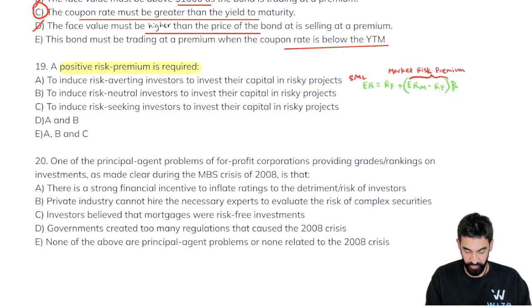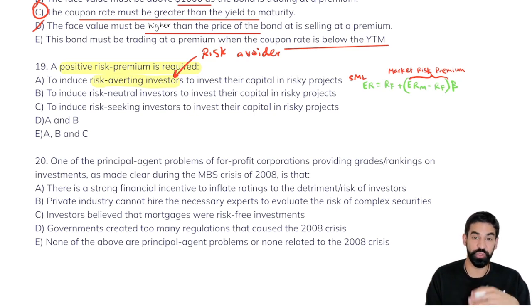Remember, the risk premium was basically the expected return minus the risk-free, how much extra the stock has to pay you because it has more risk. And that is only true for risk-averse investors. Risk-averse means somebody that does not like risk, or that we could say is a risk avoider. So somebody that doesn't like risk would rather take risk-free. So you can only convince them to buy a riskier stock by offering them a higher expected return.